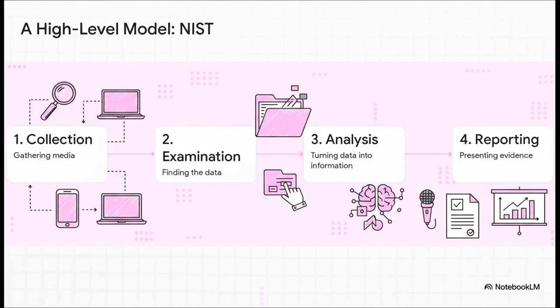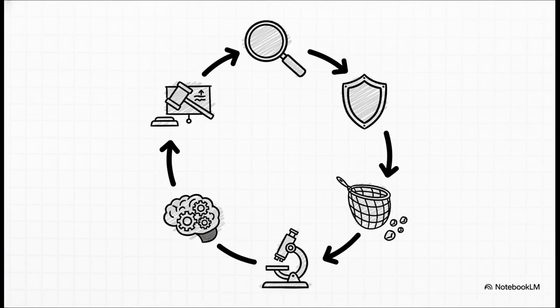Now, there are a few different models for this playbook. A really common one comes from NIST. That's the National Institute of Standards and Technology. It breaks the whole thing down into 4 clear stages: collection, examination, analysis, and reporting. Basically, you gather the stuff, you find the relevant data, you figure out what that data means, and then you present what you found.